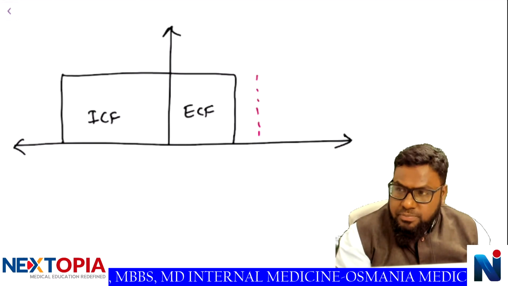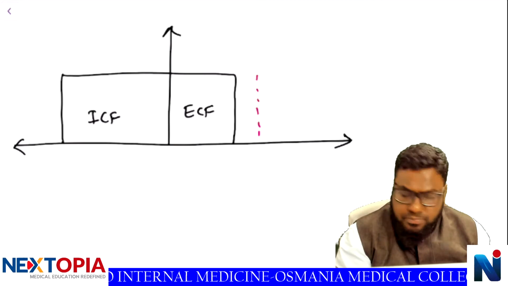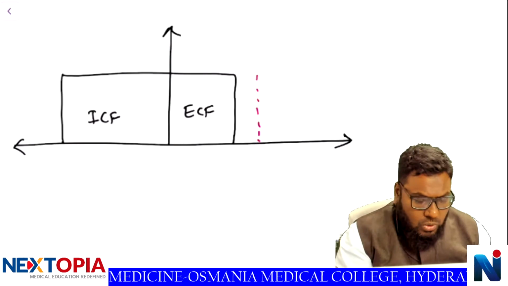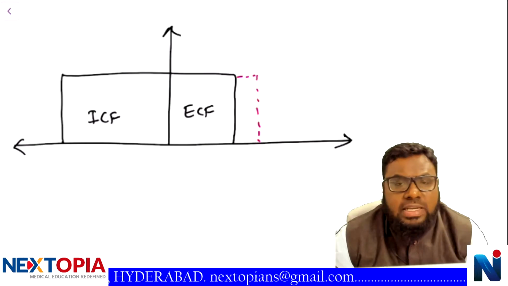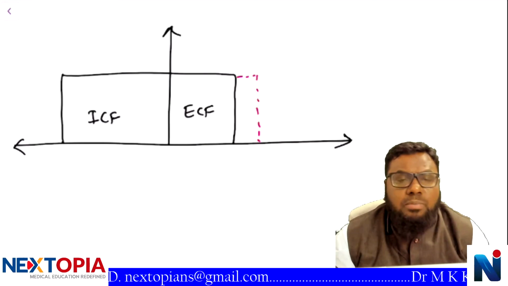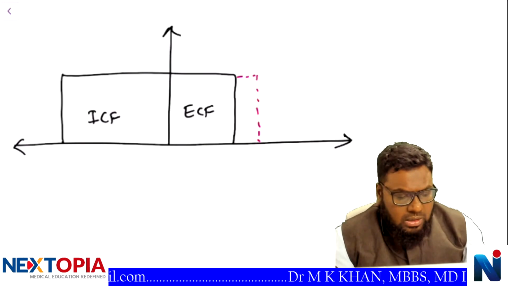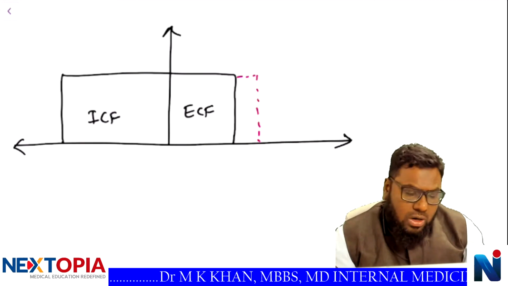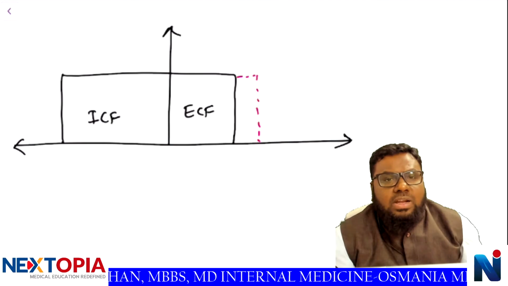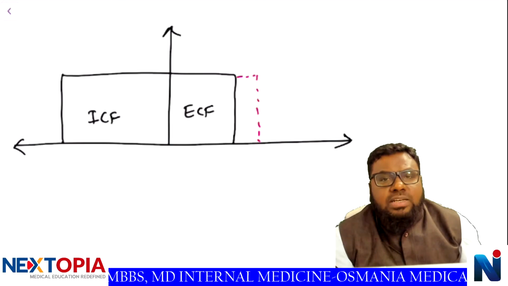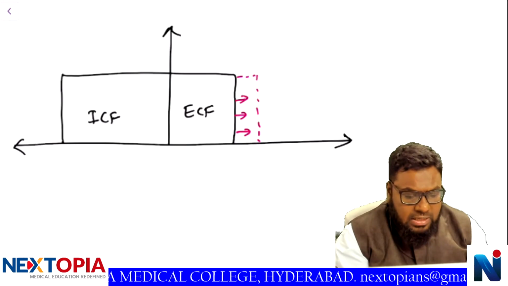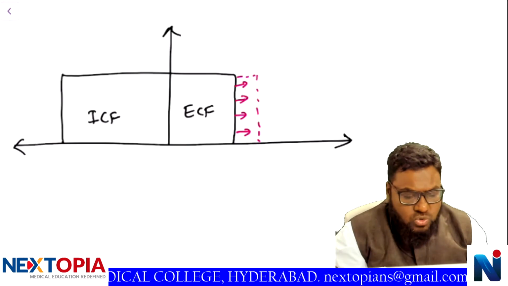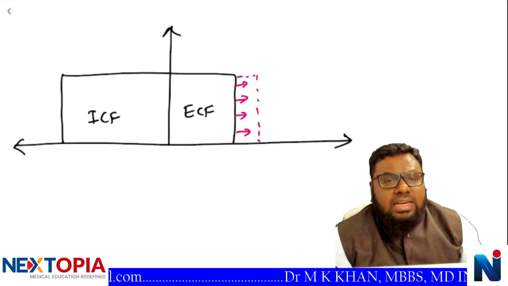but no change in the solute. All right, an increase in the extracellular volume, but there is no change in the intracellular fluid volume or the concentration of both extracellular and intracellular fluid. So what's happening here is a net gain of ECF without any change in the solute concentration. This is gain of isotonic fluid.